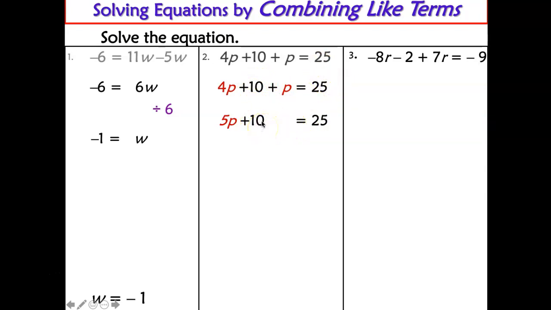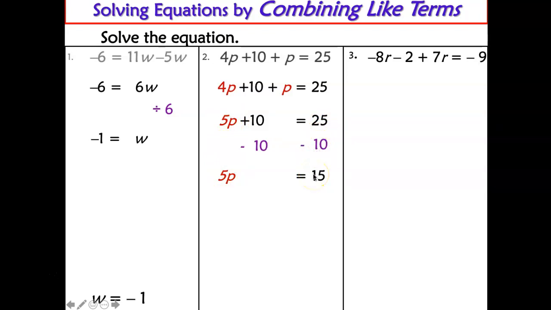Now, same thing that we did here. Okay, we want to put constants with constants, and we do that by doing the opposite. So if it is plus 10 here, you're going minus 10 on that side and minus 10 over there. Okay, this cancels out. 10 minus 10 is 0, so you only have 5p. 25 minus 10 is 15.